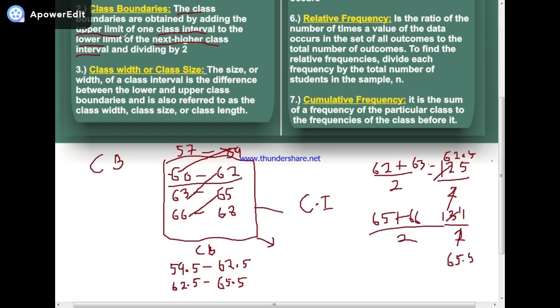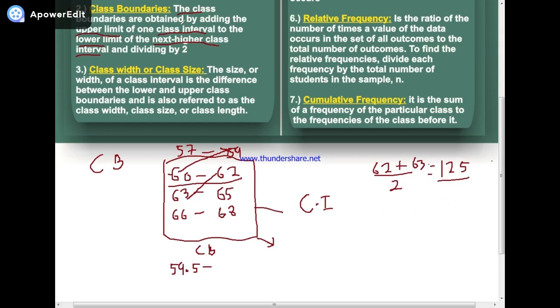So that is how we derive our class boundary. That is what this particular expression here is trying to explain. So do you understand? Now let's move to the third term.